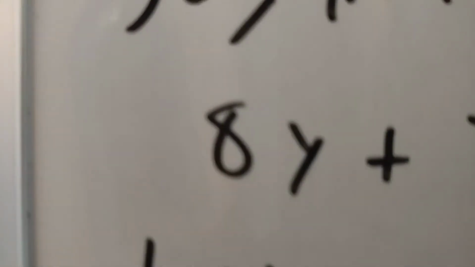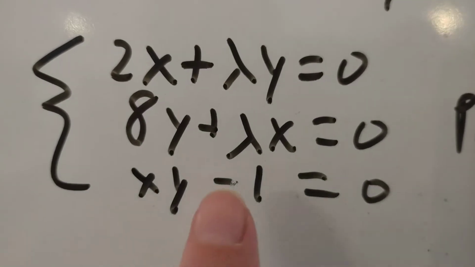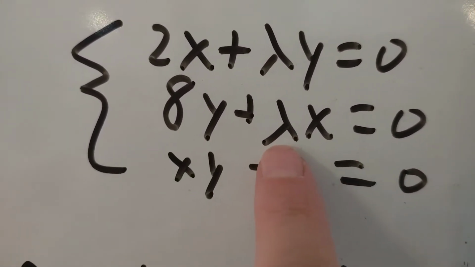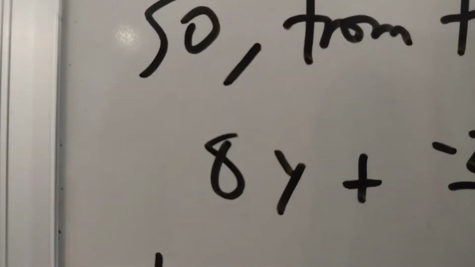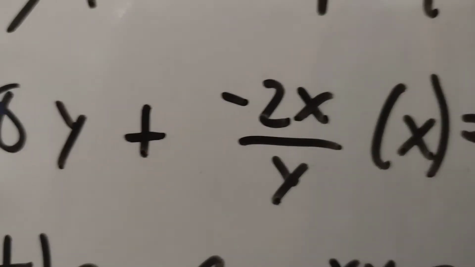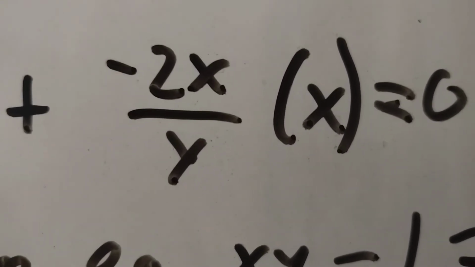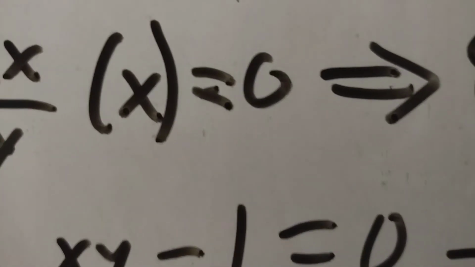So here's what the second equation becomes. Let me just show you the second equation. Sorry for all this camera work up and down. So there's my second equation. We're going to replace that lambda with what we just said. So from the second equation, we get 8y plus, instead of writing lambda x, we're going to write negative 2x over y times x, and that equals 0.